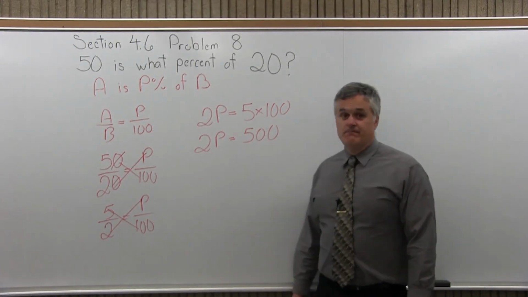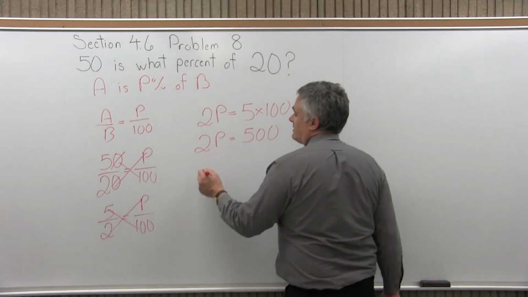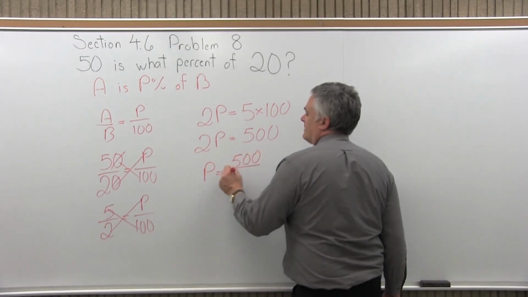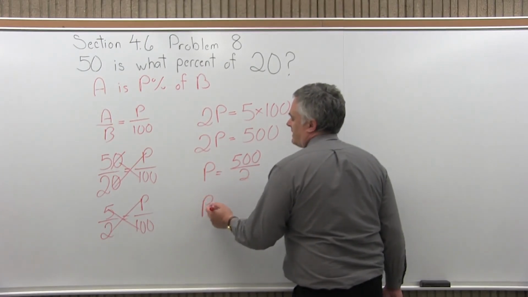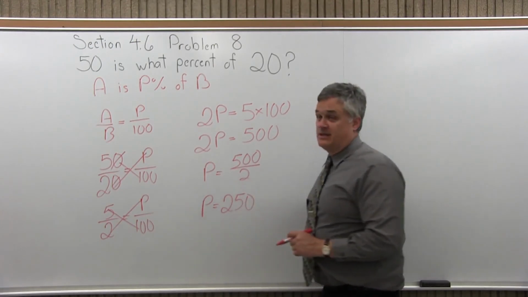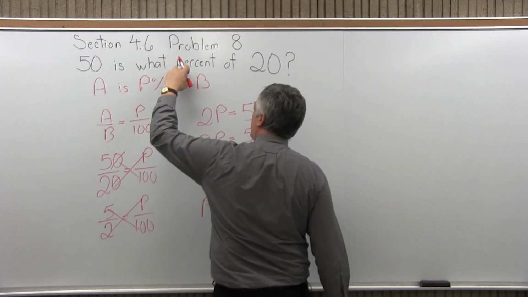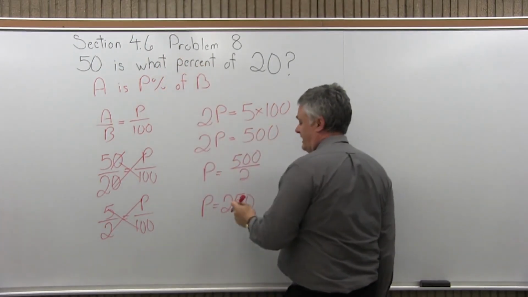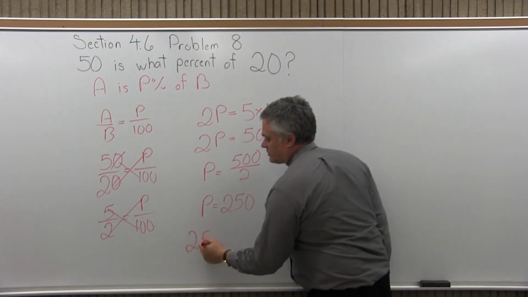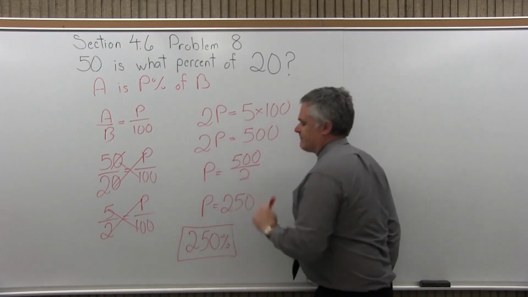So now we want P equals, not 2P equals, so divide by 2. So P equals 500 divided by 2. And that's easy enough to do. Half of 500 is 250. So that's the answer. So 50 is what percent of 20? 50 is 250% of 20. And it is a percentage that's well over 100. And if you want to do a nice job, you can even put the percent symbol after it like that. That's the answer.